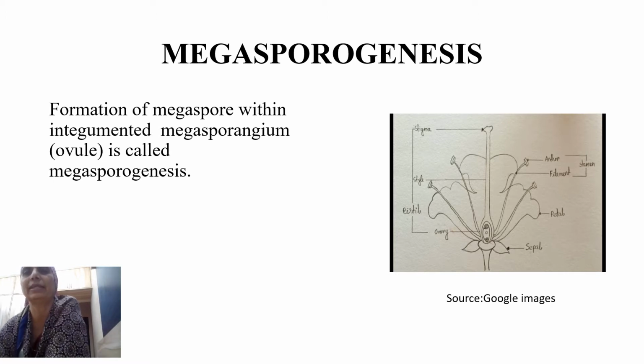You have here the placenta. On the placenta the ovules are attached. You can see it's very visible. And these ovules are the future seeds. After fertilization, they will become the future seeds. Now let us talk about the development of megaspore.